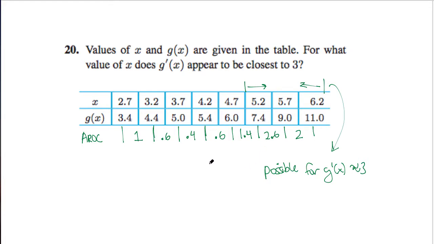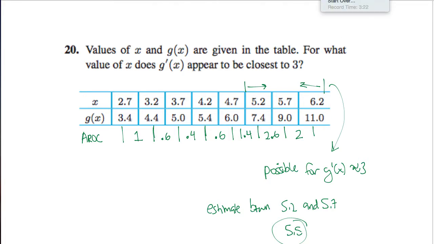And so a good estimate might be, well, first off, we'll say estimate between 5.2 and 5.7. And we might estimate a good value of about 5.5. That would be my estimate. You can feel free to estimate slightly differently.